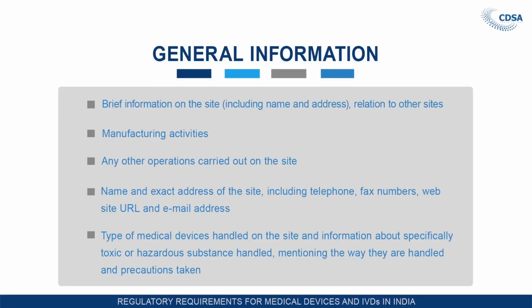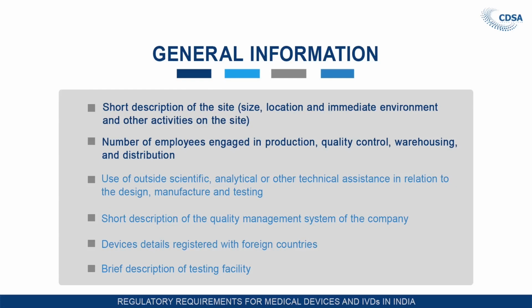Part 1 is general information: brief information on the site including name and address, relation to the sites, manufacturing activities, any other operations carried out, name and exact address of the site including telephone or fax number, type of medical devices handled on the site and information of the specificity, toxicity or hazardous substances handled, mentioning the way they are handled and precautions taken, short description of the site including location, immediate environment, etc. Now, number of employees engaged in production, quality control and warehousing and distribution. This is extremely essential. If you read with the above paras, type of medical device handled, short description of the site, they should match with the number of employees engaged in the production, quality control, warehousing and distribution.